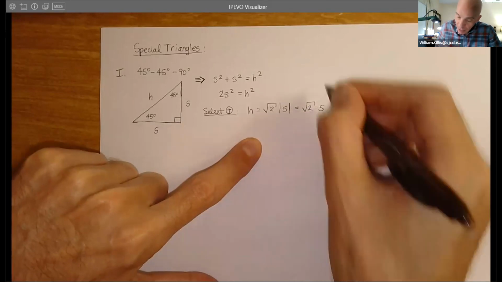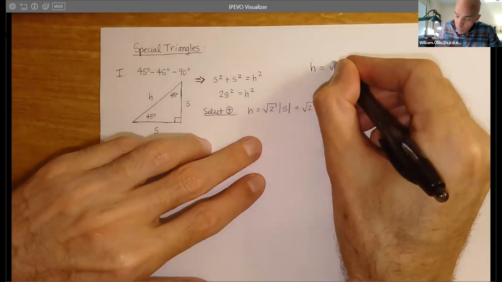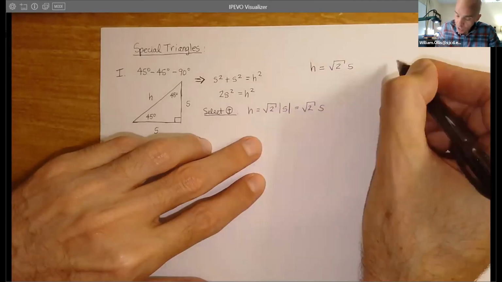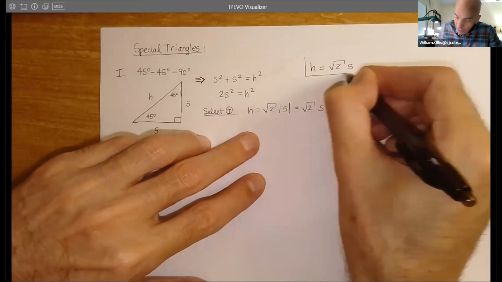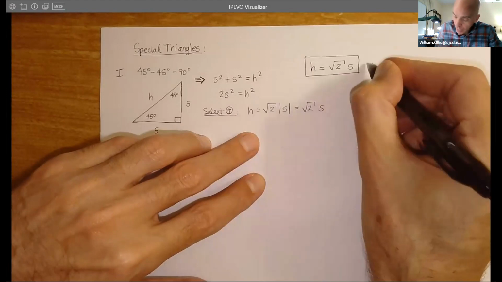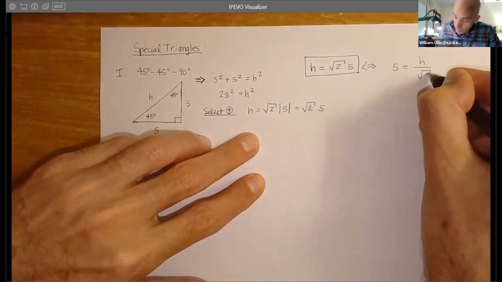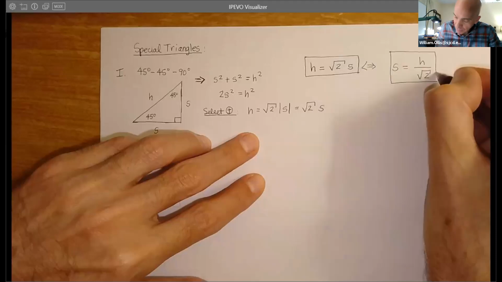So what we see here is that the hypotenuse will always be the square root of 2 times the side length, or just S. Equivalently, we could divide and just say the shorter side is just H over the square root of 2. Now, of course, you don't have to memorize any of this.